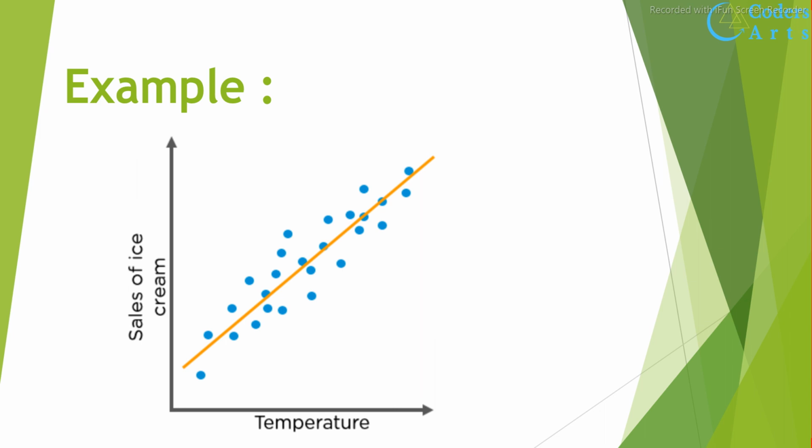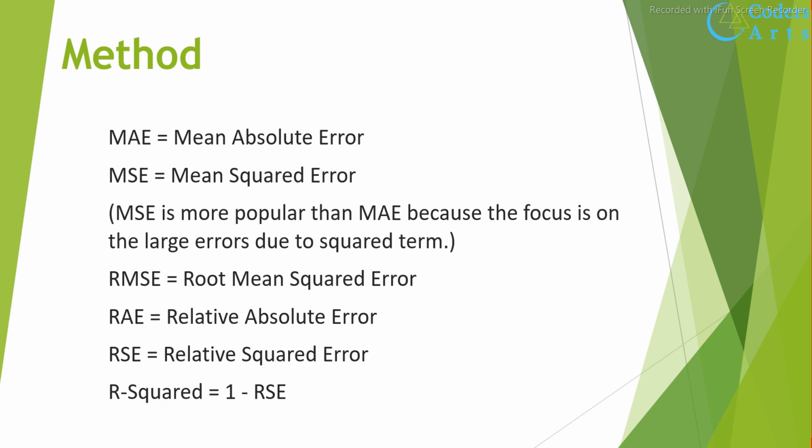There are several methods to calculate the best fit, like mean absolute error, mean squared error, sum of squared errors. MSE is more popular than MAE because the focus is on the large errors due to the squared term. Root mean squared error, relative absolute error, relative squared error. We will discuss in detail in the next video.